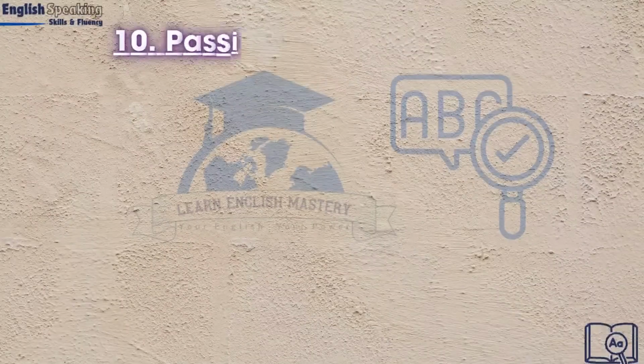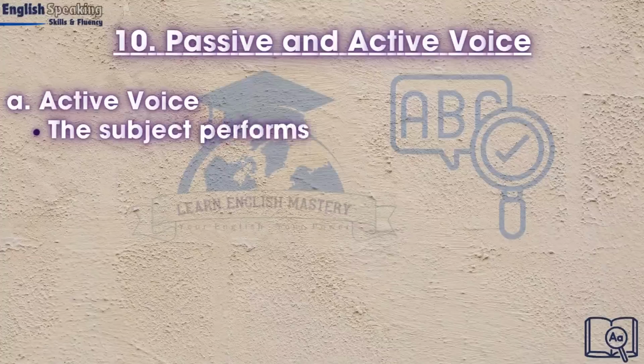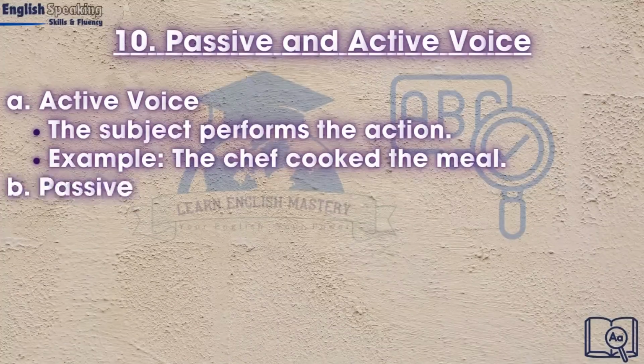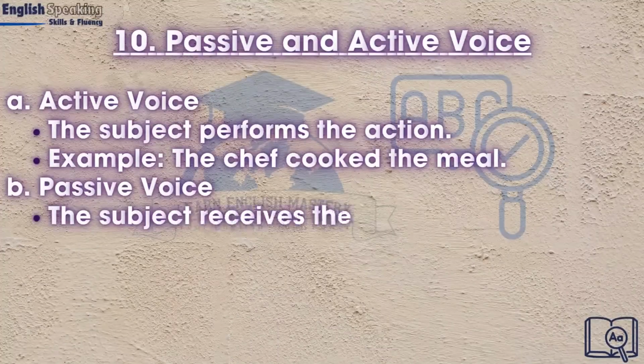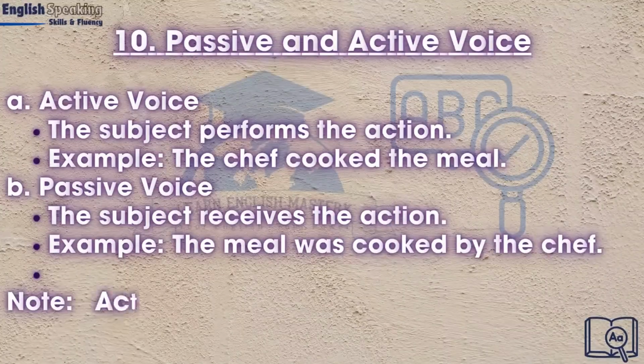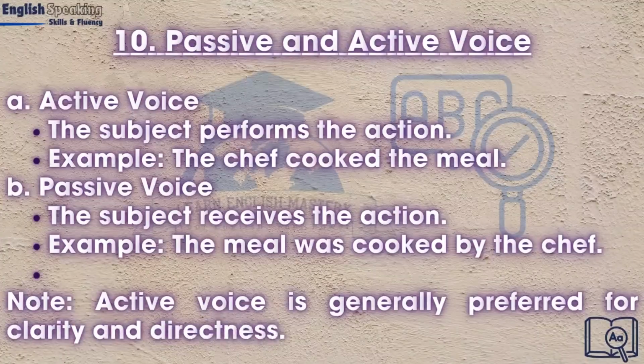10. Passive and active voice. A. Active voice: the subject performs the action. Example: the chef cooked the meal. B. Passive voice: the subject receives the action. Example: the meal was cooked by the chef. Note: active voice is generally preferred for clarity and directness.